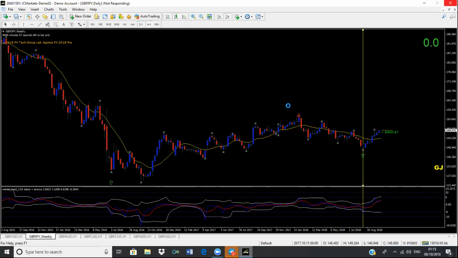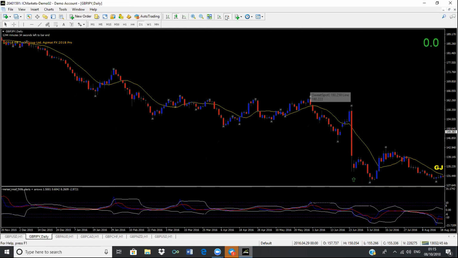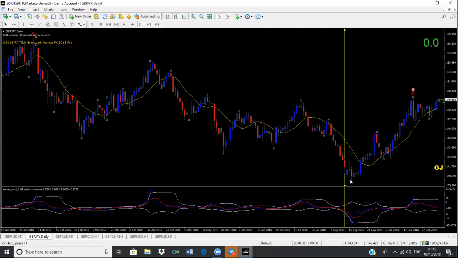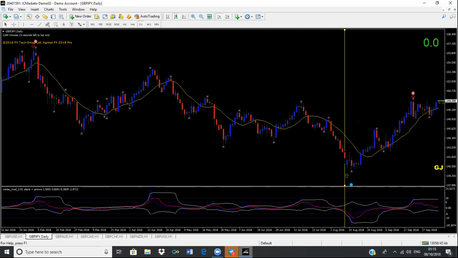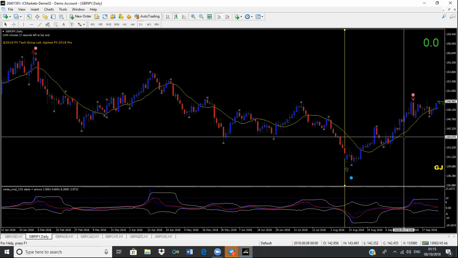Come on. There we go. On the daily chart, we look for the line. There. See? We actually have an uptrend. And the arrow that we saw on the weekly is actually here. There. See? There you go. Uptrend.